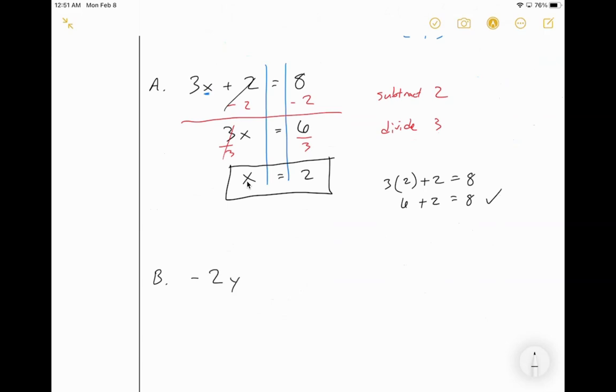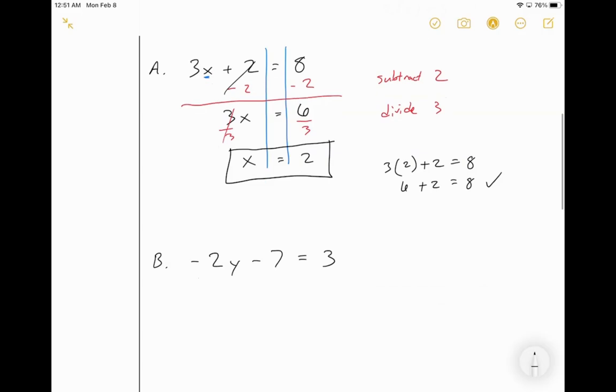Negative 2y minus 7 is equal to positive 3. So again, this one looks a little bit differently, but hopefully we can figure out what's going on here. All right, so let's go ahead and draw our wall here. I see the variable is y, so that's one I need to get by itself.